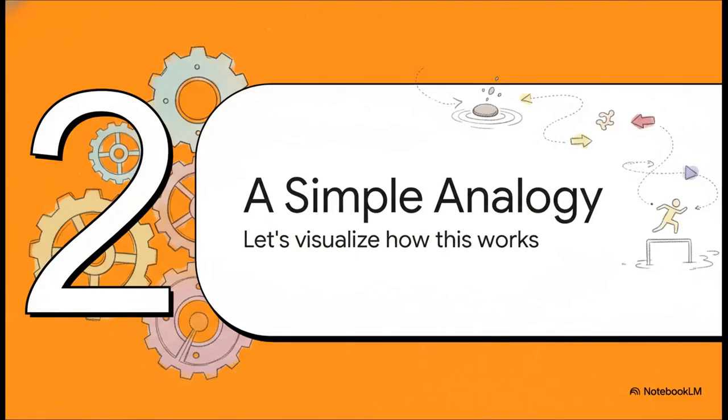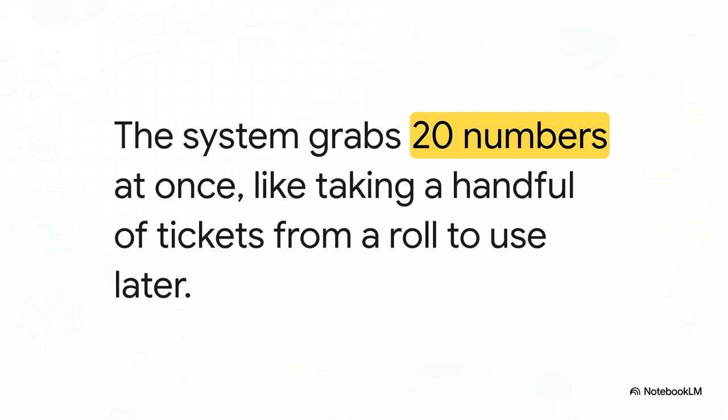Okay, that might still sound a little abstract, so let's use a simple analogy to really help visualize how this whole thing works. I want you to imagine a really busy deli counter. Instead of the person behind the counter running back to the ticket roll for every single customer, what do they do? They just tear off a big strip of 20 tickets at the start of their shift. It just makes things so much faster for everyone waiting in line.